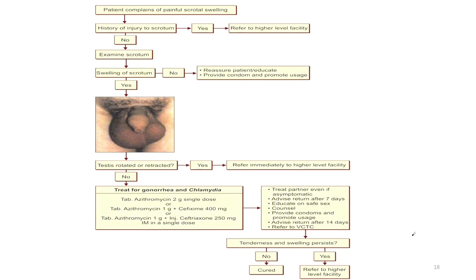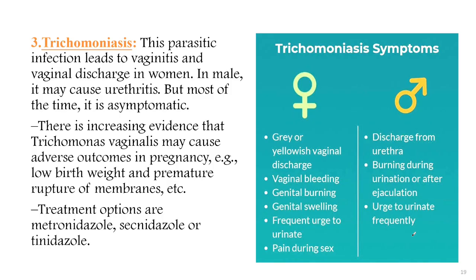If there is no tenderness and swelling, that means the patient is cured. Now come to the third disease, trichomoniasis. This parasitic infection, mind it, this is a parasite. This parasitic infection leads to vaginitis and vaginal discharge in women. In males, it may cause urethritis, but most of the time it is asymptomatic.